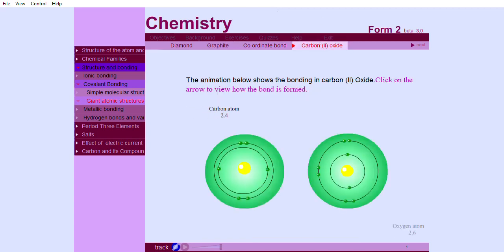The animation below shows the bonding in carbon monoxide.